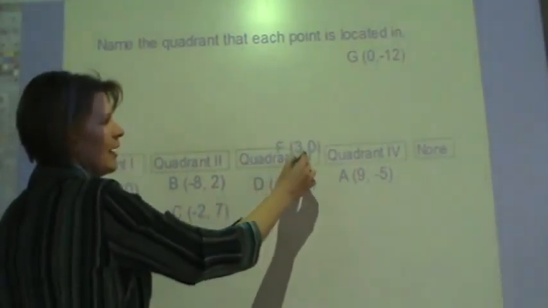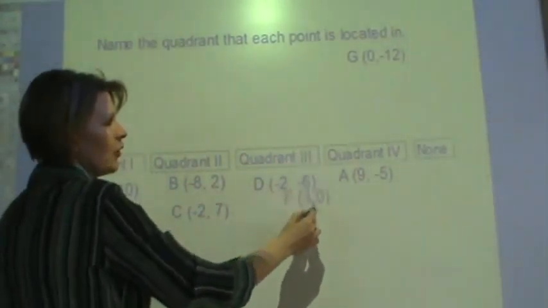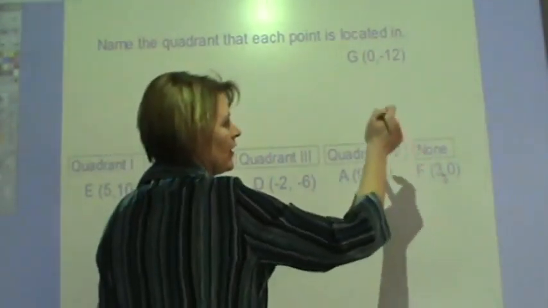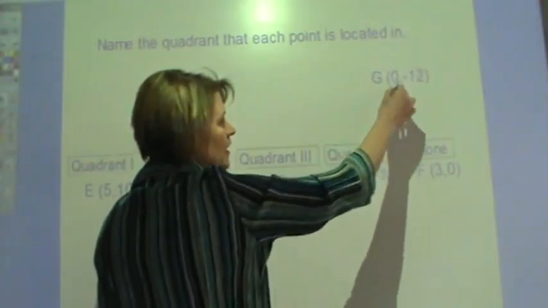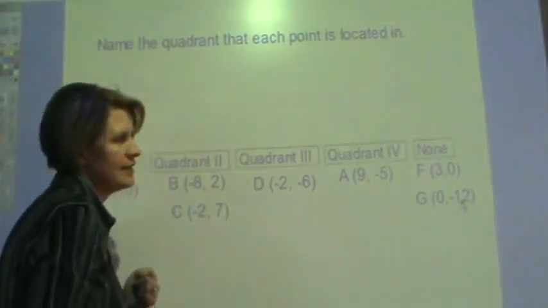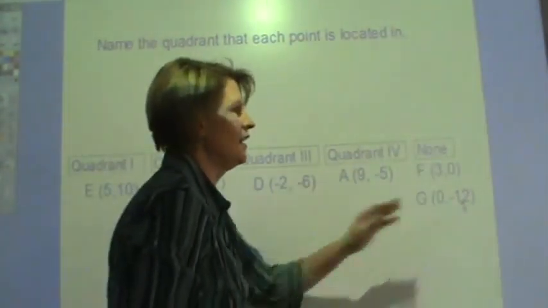And 3, 0, that means I'm going to go to the right 3 and up none. So I'm actually on an axis. All right, so I'm not really in one of the quadrants. I'm right on the axis. And same here. I'm going right 0 and I'm going down 12, so I'm going to be on the y-axis. So I'm not really in a quadrant.